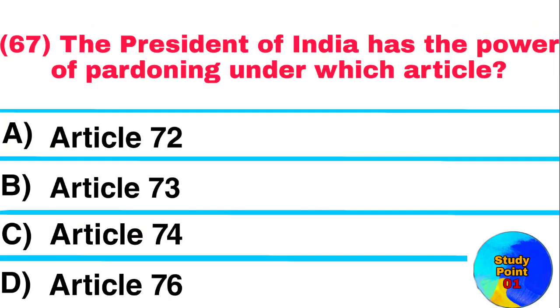Question. The President of India has the power of pardoning under which article? A. Article 72. B. Article 73. C. Article 74. D. Article 76. Answer. Article 72.